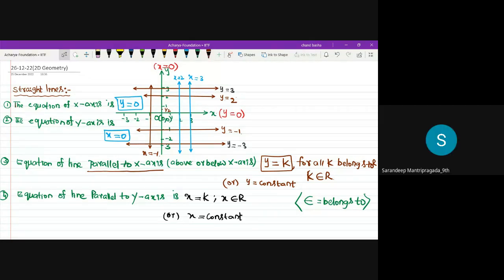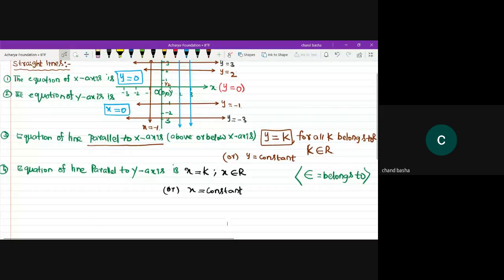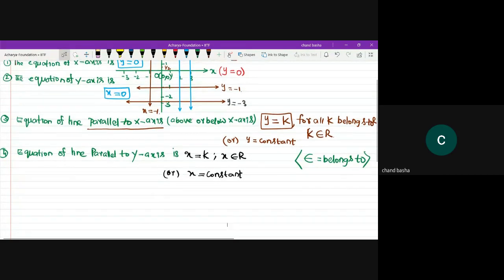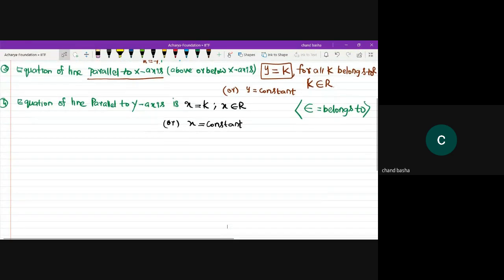Sir, is it similar to linear equations in two variables? Linear equations in two variables means x plus y. So that is what I'm going to discuss in future. Okay, sir. A linear equation in one and two variables.